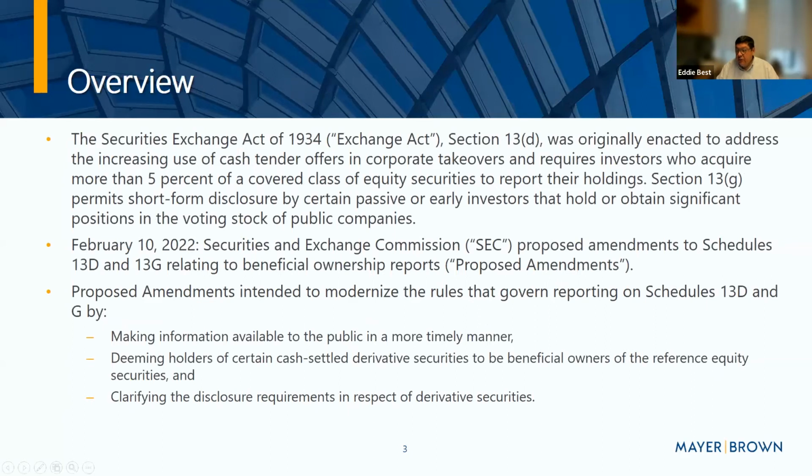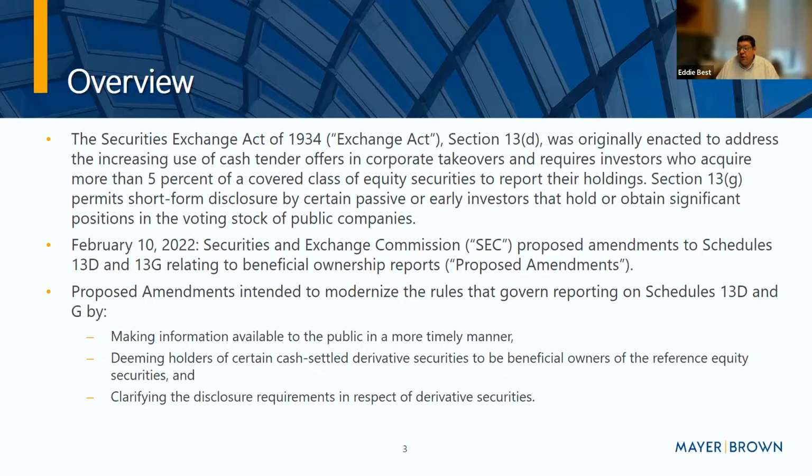Section 13D was originally enacted in 1968 as part of the Williams Act. The Williams Act came in response to the then increasing use of cash tender offers in hostile corporate takeovers. While even I wasn't practicing law that far back, I suspect that the level of hostile takeovers was nothing compared to what we saw in the 1980s and thereafter. But be that as it may, the Williams Act introduced a number of different regimes to both insider trading reporting as well as tender offer rules.